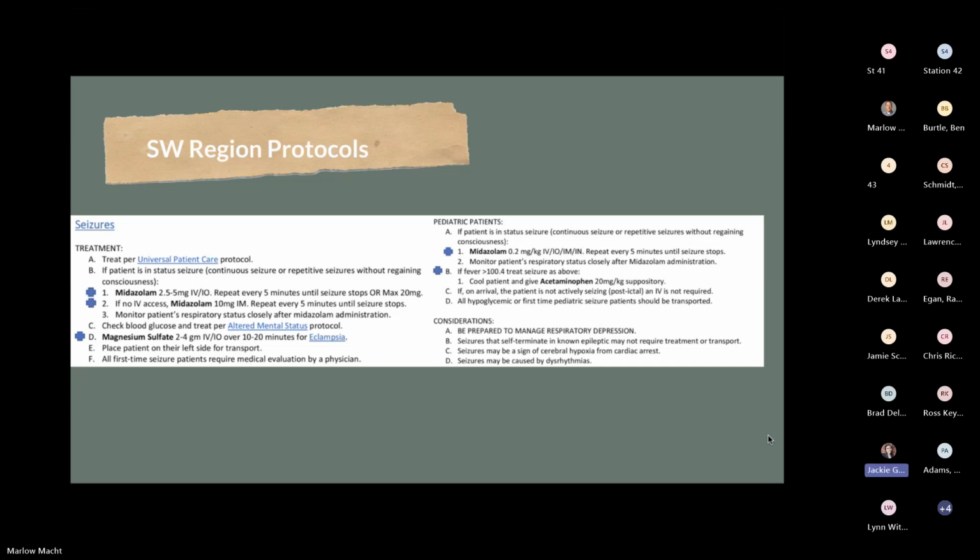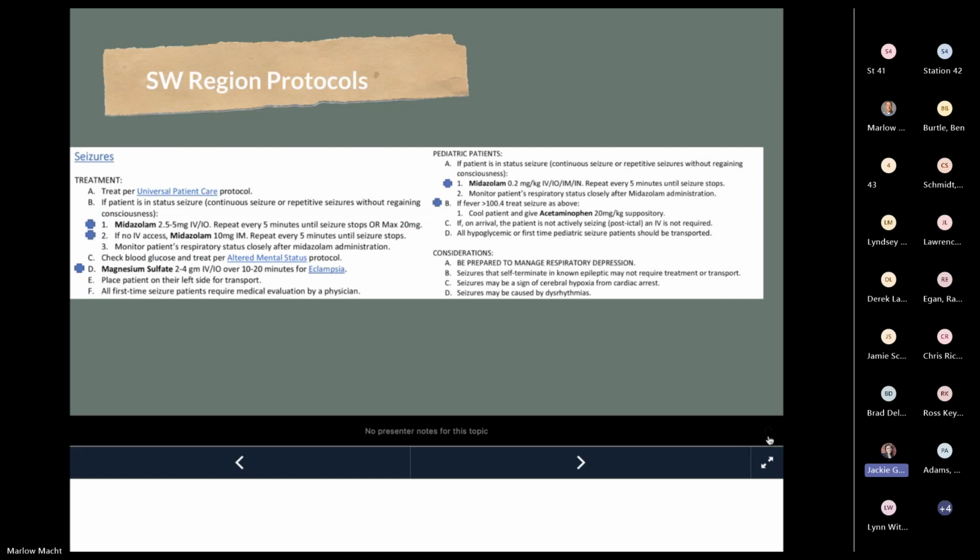Okay. Thank you. And then monitor the patient's respiratory status. As we know, benzodiazepines are going to stop a seizure, but they're also a sedative that might lead to hypoventilation or hypoxia. Check a blood glucose for completeness of your altered mental status seizure differential diagnosis. And if the patient is pregnant, consider eclampsia and treat with magnesium.